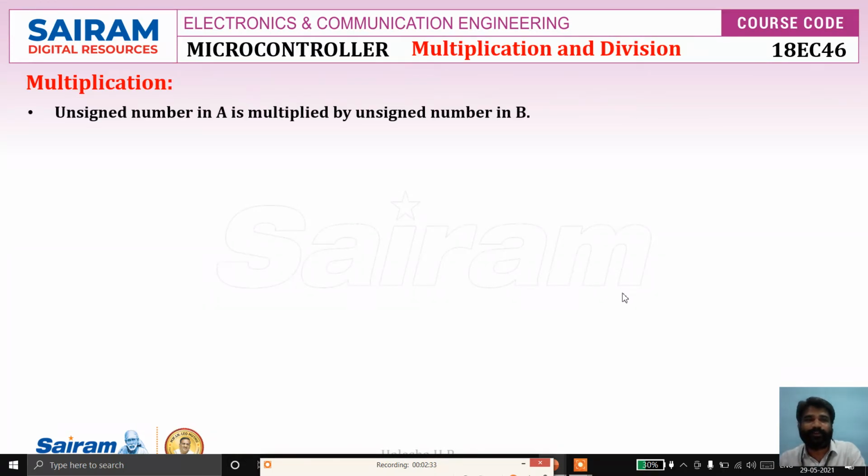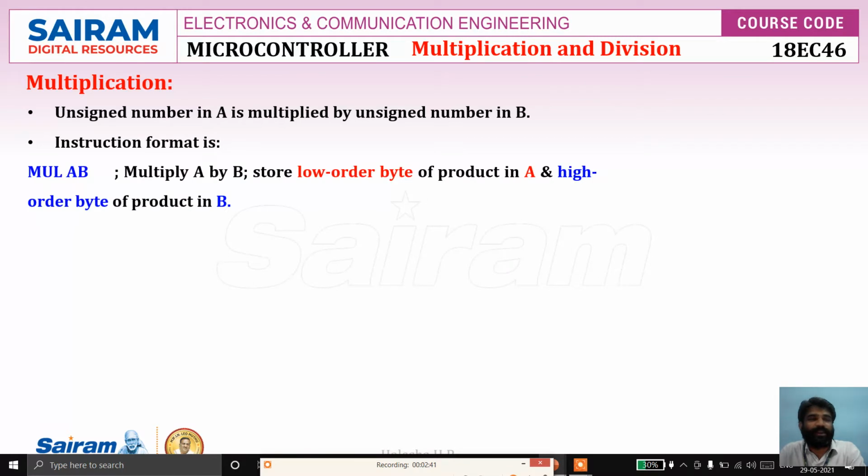Now first we'll see multiplication. That means the unsigned number in A is multiplied by the unsigned number in B. The instruction format is MUL AB, multiply A by B, store the low-order byte of the product in A and the high-order byte of the product in B. That means after the multiplication, A will have the low byte of the result and B will have the high byte of the result.